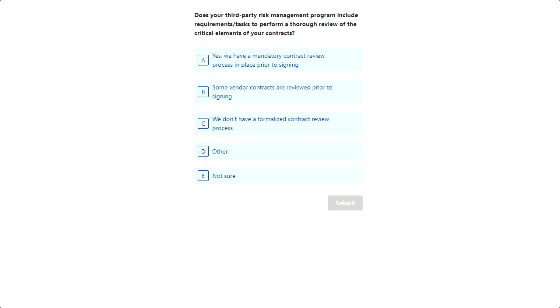Does your third-party risk management program include requirements or tasks to perform a thorough review of the critical elements of your contracts? Yes, we have a mandatory contract review process in place prior to signing. Some vendor contracts are reviewed prior to signing. We don't have a formalized contract review process. Other or not sure.